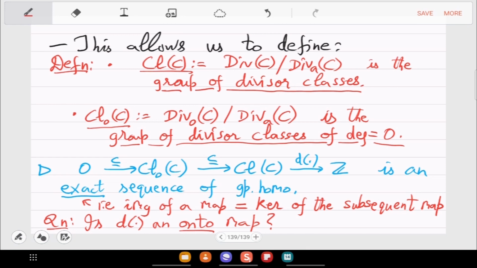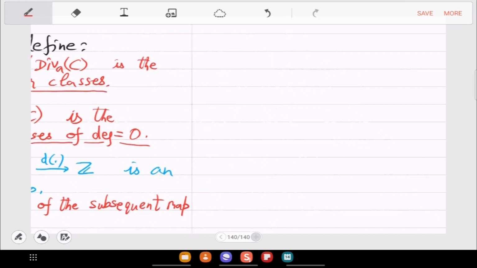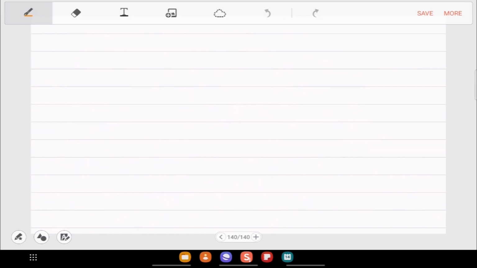I guess the containments are trivial, but the degree, if you work it out, has some non-triviality here. The non-triviality is the following. We have defined degree on div C. What is the definition of degree on div C modulo div A C? That should be worked out.